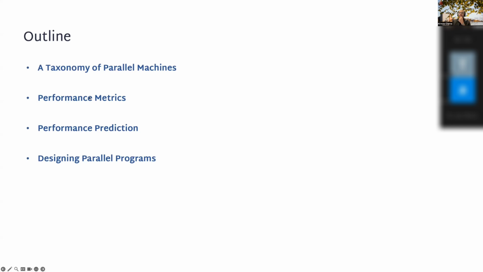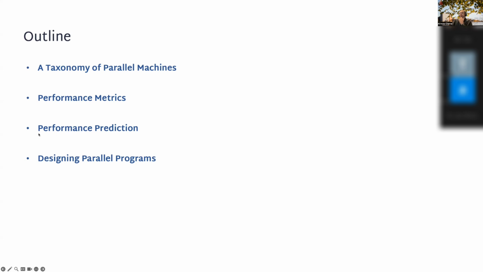So, first, I discuss a taxonomy of parallel machines, because if you want to know how to design a parallel program or how to evaluate that program, you need to know on what machine you are performing the computations. And then we talk about parallel metrics, which are the metrics that you want to use to measure the performance.